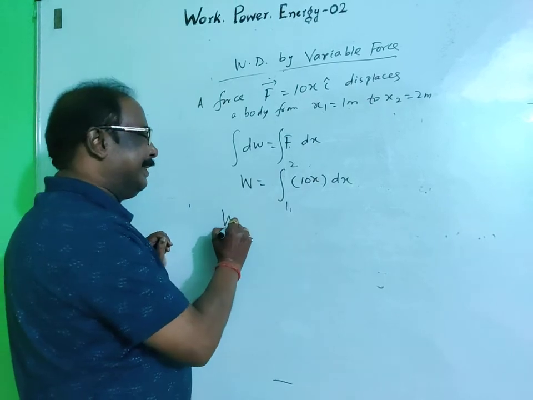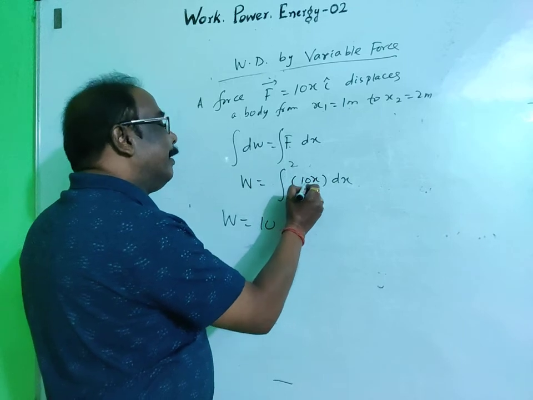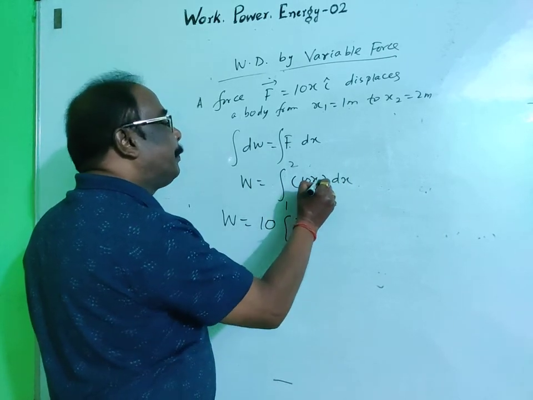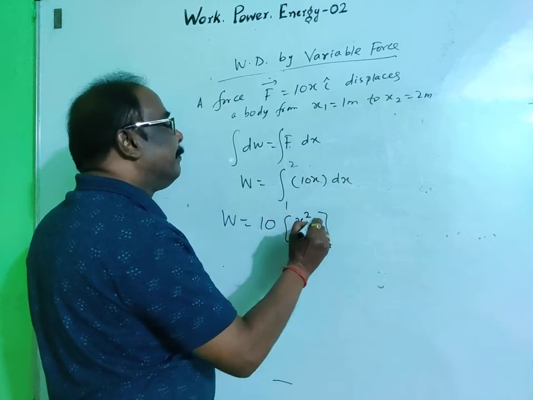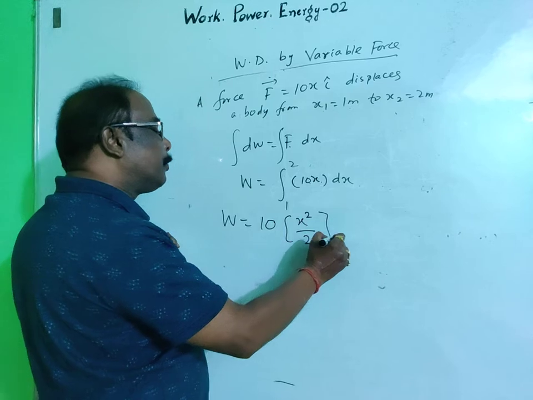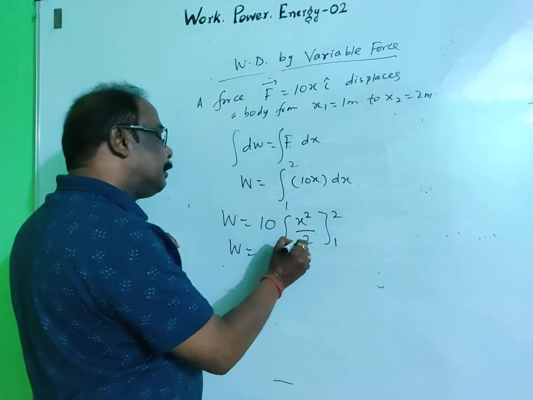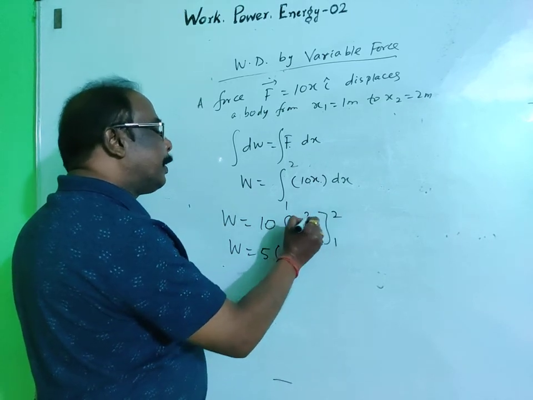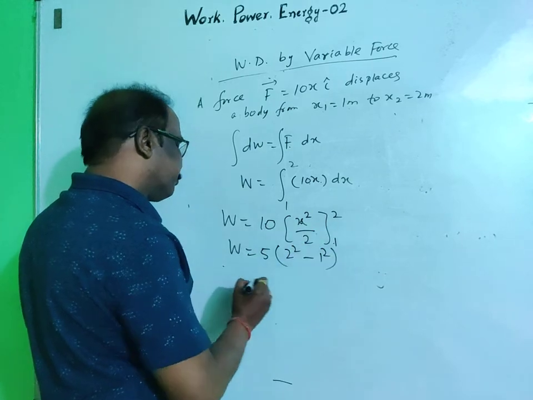Easiest. Then bring 10 outside. Integration of x dx means x to the power 1 into dx, which is x to the power 2 divided by 2 (x to the power n plus 1 by n plus 1), and the limit varies from 1 meter to 2 meter. Then work is equal to 10 by 2, which is 5, x square. Put first the upper limit 2 square, then the lower limit 1 square.